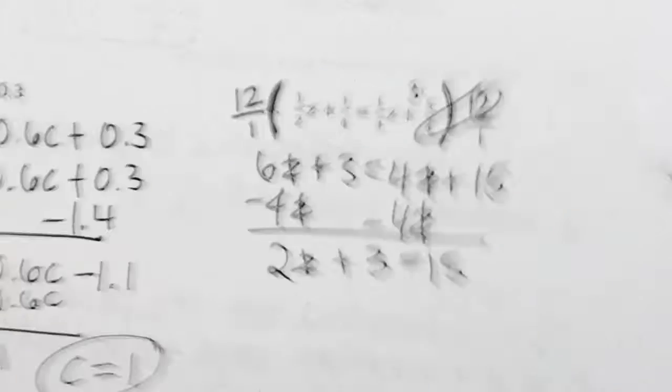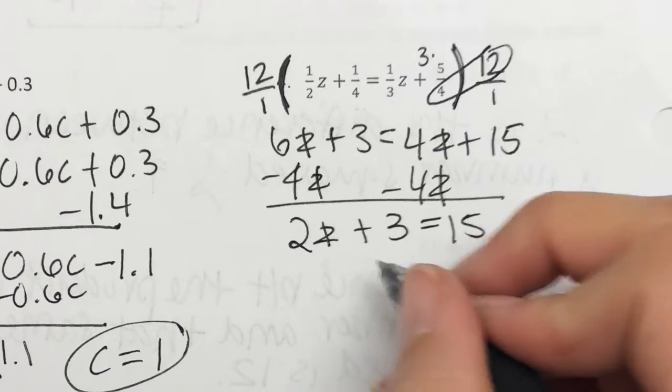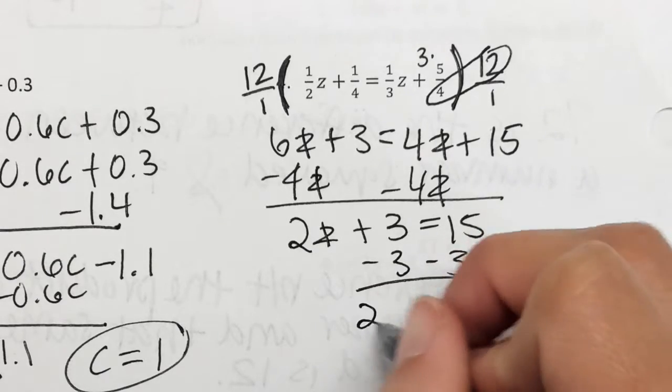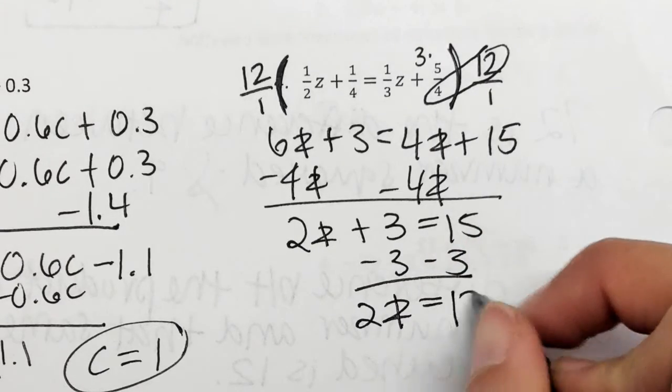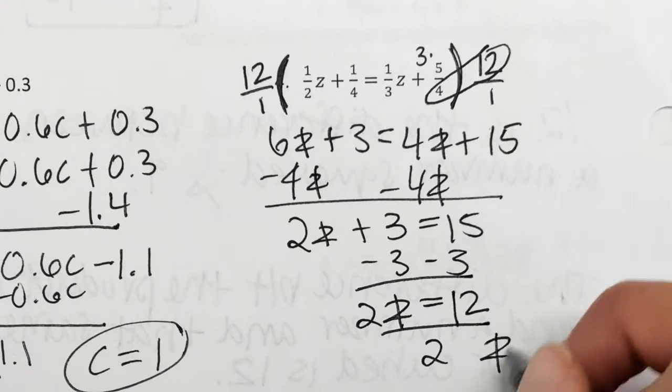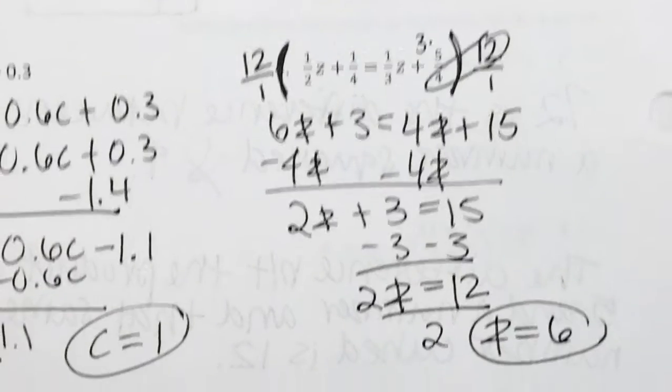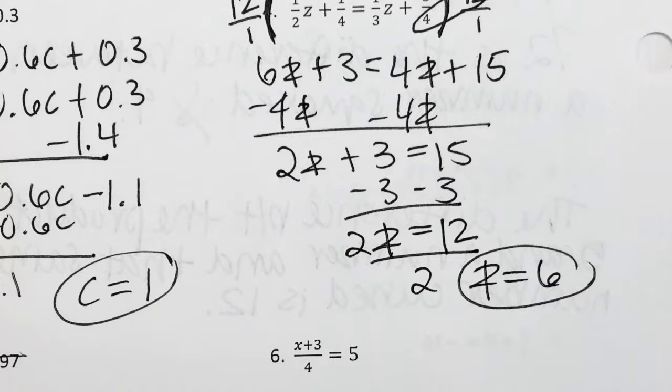Dalton. What do we do from here? Good job. So we get 2Z equals what? 12. So we divide by 2 and get. Very good. Questions?